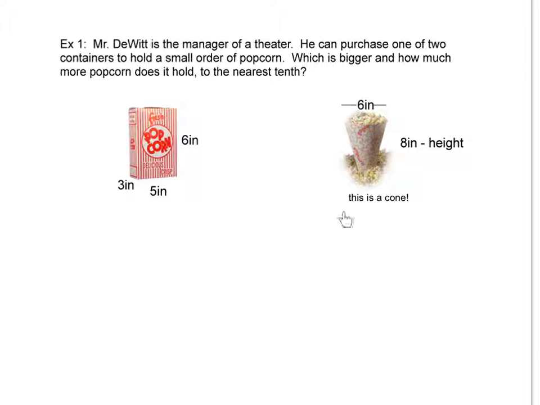And on this side, we have a cone. In the cone, I have a height of 8, and I have a diameter of 6, which means my radius is 3. So here my radius is equal to 3, right? So let's find, first of all, the volume of the first one. Volume is going to equal length times width times height, which is 5 times 3 times 6. 5 times 3 is 15. 15 times 6, don't tell me, 90, I hope.